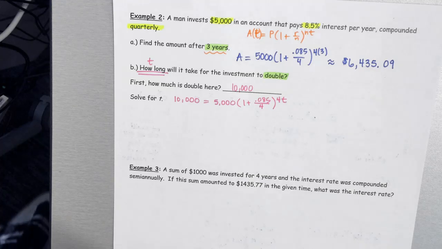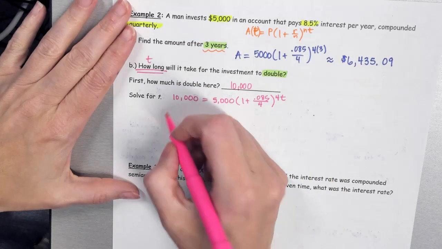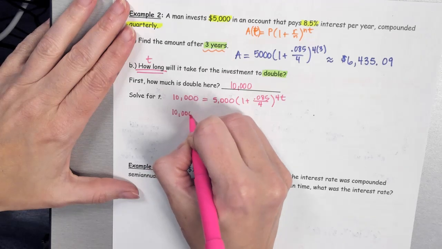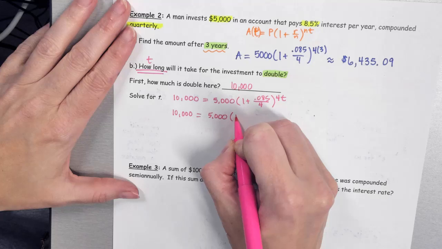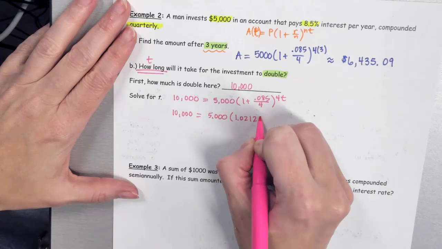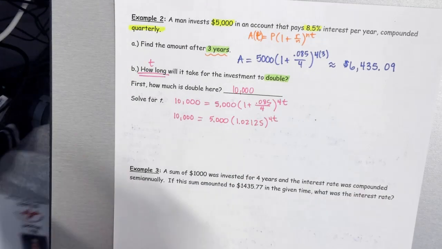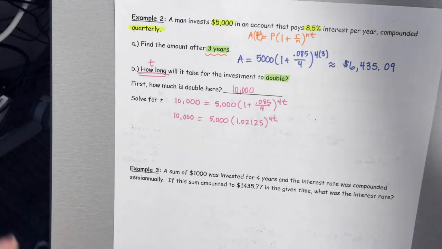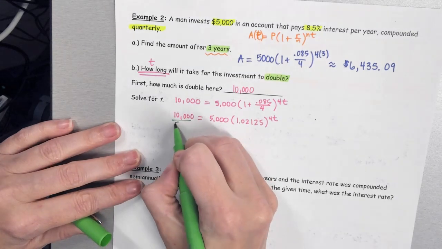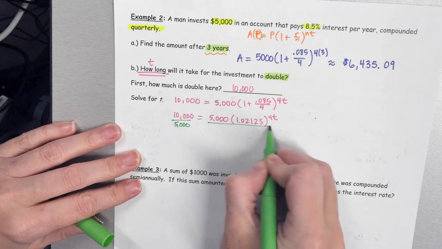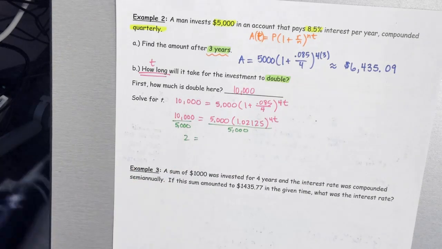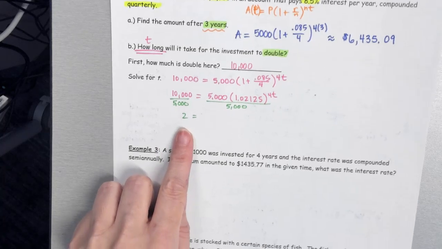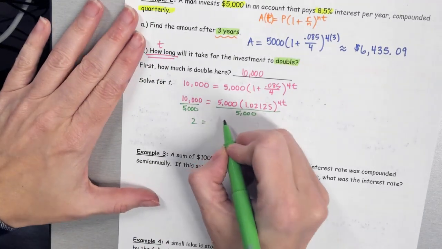Okay, and then once you've done that, think about how you're going to solve for T. What would you do first, though? Yes. Now, when you divide by 5,000, on the other side, you're going to end up with 2. Remember how they said it was going to double? It should always be 2 if they're asking you what happens when it doubles.